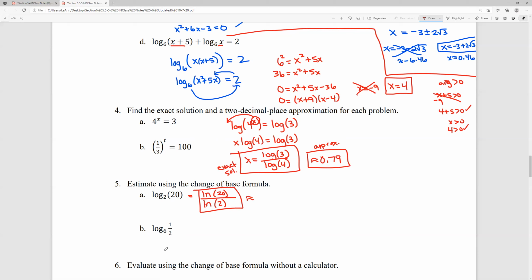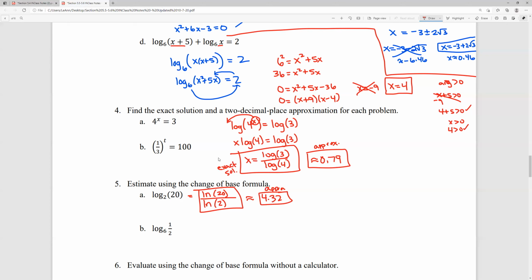Then if we wanted to approximate that, we type it in on our calculator, which they did ask for, the estimate here. So natural log of 20 divided by natural log of 2. Type that on my calculator. That's about 4.32. Okay, so that's the approximate.